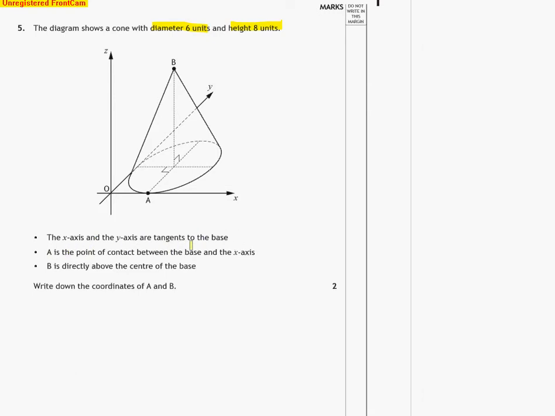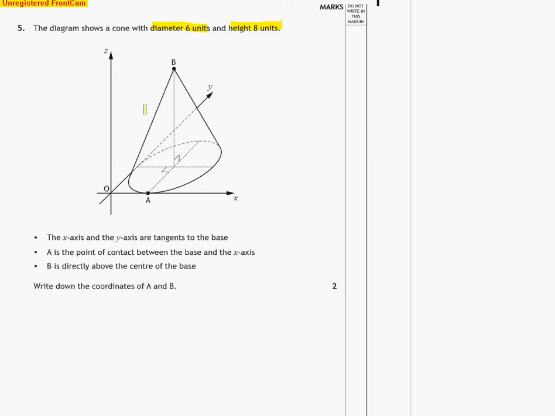X-axis, yeah, for base, we can see that on there. A is a point of contact, and B is directly above the centre, where that dotted line shows it. So again, everything they're writing down, you can see here. You see B is above that point. We can see that it touches the axis just once. So there's not really a lot in here. The diagram's doing quite a lot.